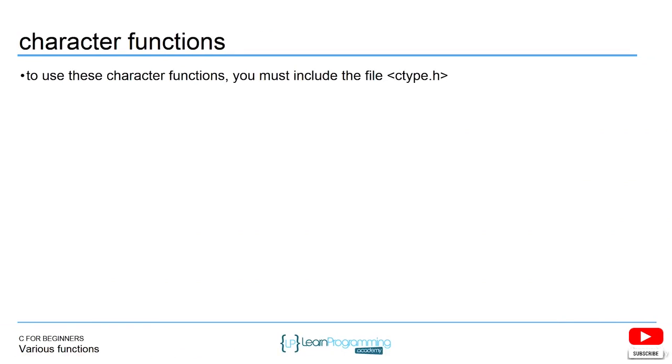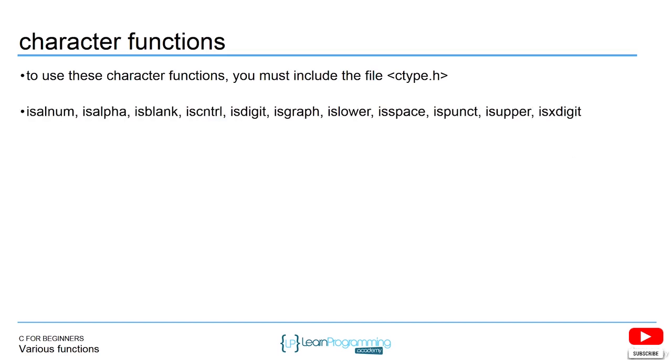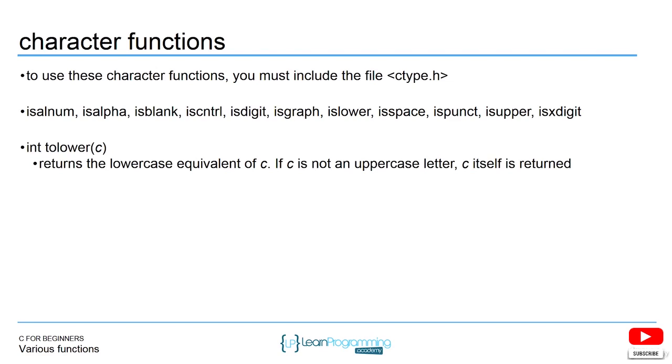We also had some important character functions. All the character functions are defined in ctype.h. The character functions that we used were the is functions, checking whether or not a character is alphanumeric, or whether it's blank, or whether it's a control character or a digit. There were a number of different functions there. So remember that ctype.h allows us to check what these different characters actually are.